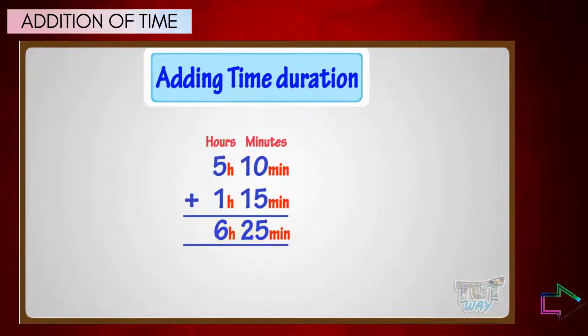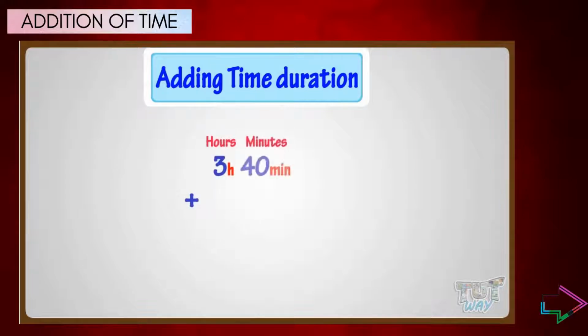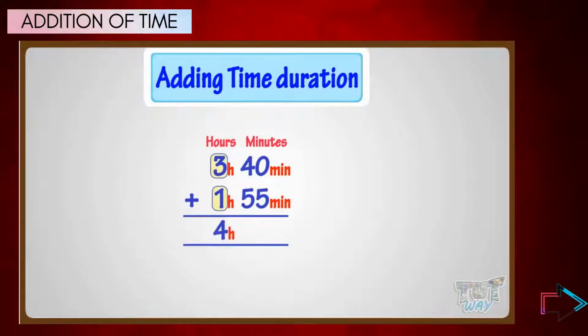Now let's take another example. We have to add 3 hours, 40 minutes to 1 hour, 55 minutes. Adding hours, we get 3 plus 1 equals 4 hours. And adding minutes, we get 40 plus 55 equals 95 minutes.